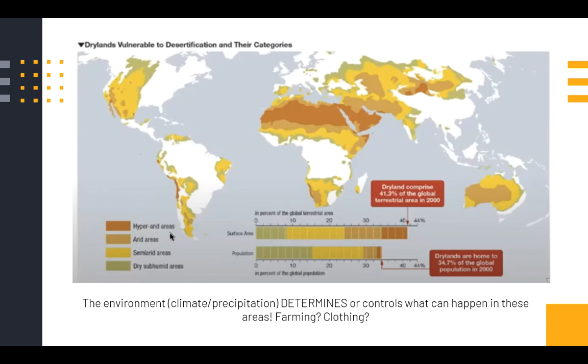So, according to this outdated bad theory, the climate, the precipitation, the environment determines or controls what can happen in these areas. Okay? So, yes, the United States does have some bad farming land, but the United States does have a lot of good farming land as well. Look at Africa, look at Northern Africa, all that desert. If you're there, you're not going to be some great civilization. Again, that's according to environmental determinism.